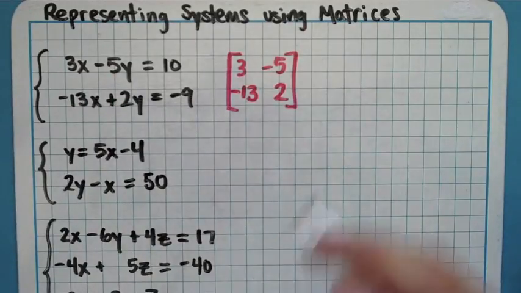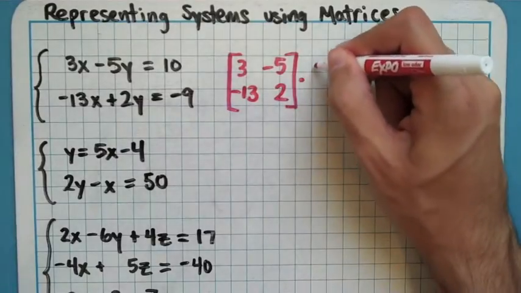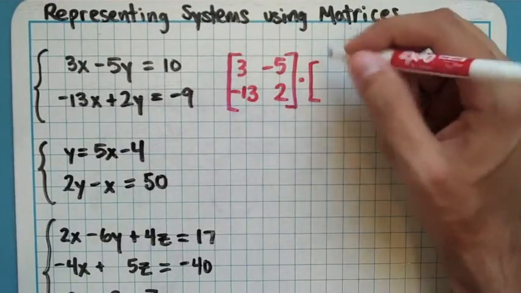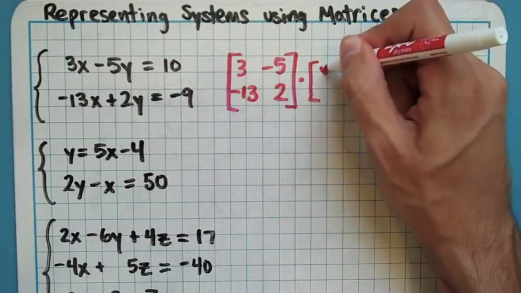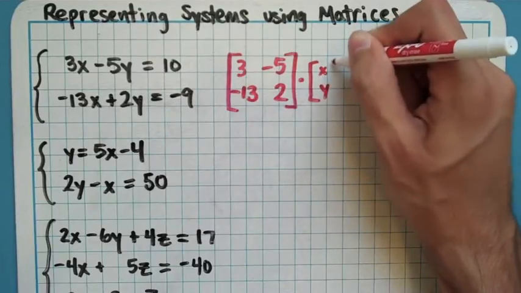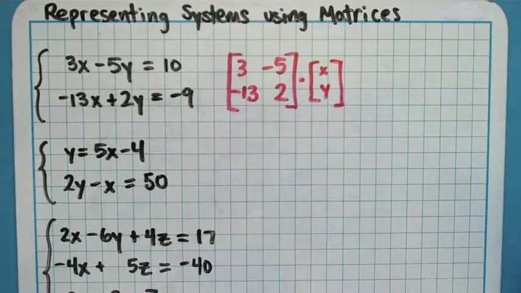And what I'm going to do after that is put a times sign here, and I'm going to put a little matrix, a 2 by 1, with my variables. I'll have my x and my y right here like that.